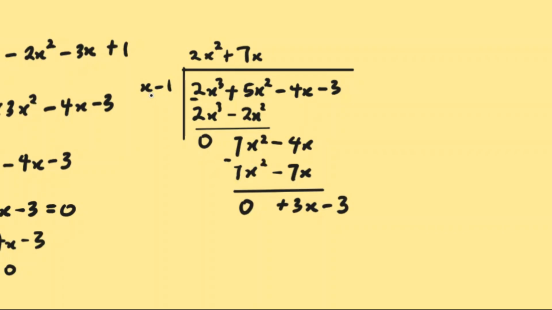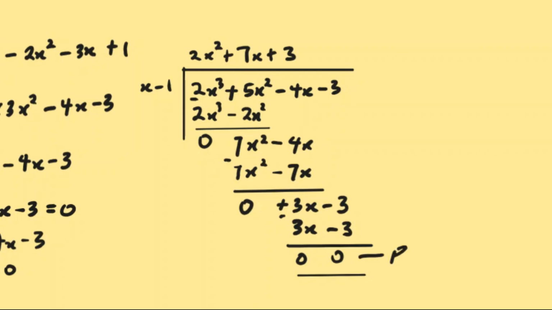Then we divide again. x in 3x will give us plus 3. 3 times x will be 3x. 3 times minus 1 will give us minus 3. So when we subtract, 3x minus 3x will give us 0. Minus 3 minus minus 3 will also give us 0. So here, this is our remainder. That's using the remainder theorem.